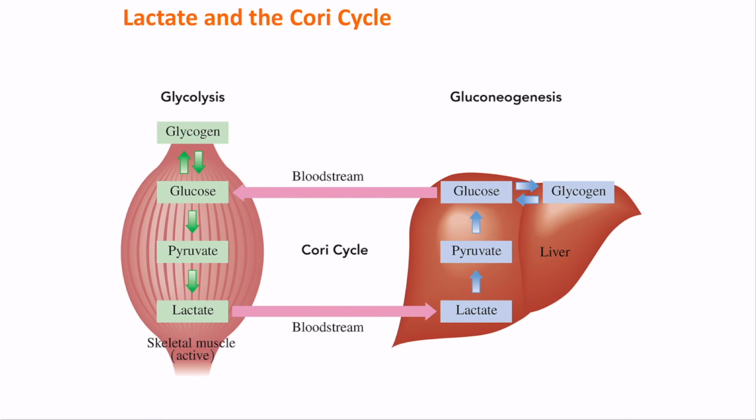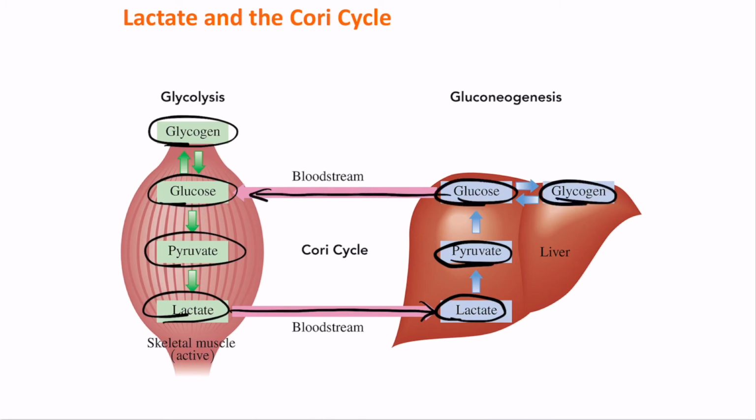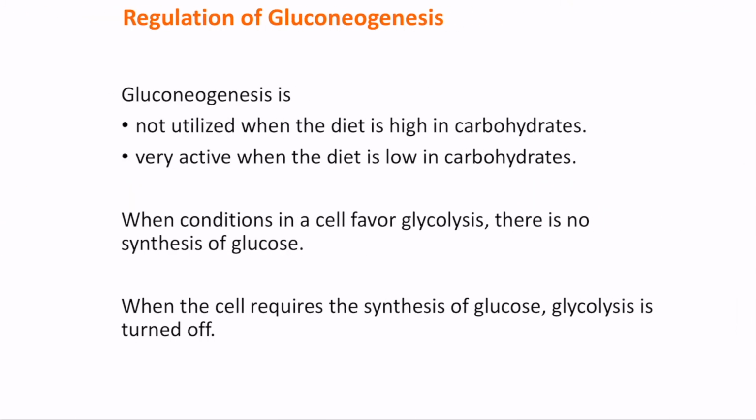So what happens in glycolysis? You have glycogen, which is converted to glucose to pyruvate. Pyruvate is converted into lactate. Lactate then goes into the bloodstream and enters the liver. In the liver, lactate becomes pyruvate again. Pyruvate is then converted into glucose and stored in the form of glycogen, which then enters back into the bloodstream and back into the muscle for it to be working again. So this is the Cori cycle.